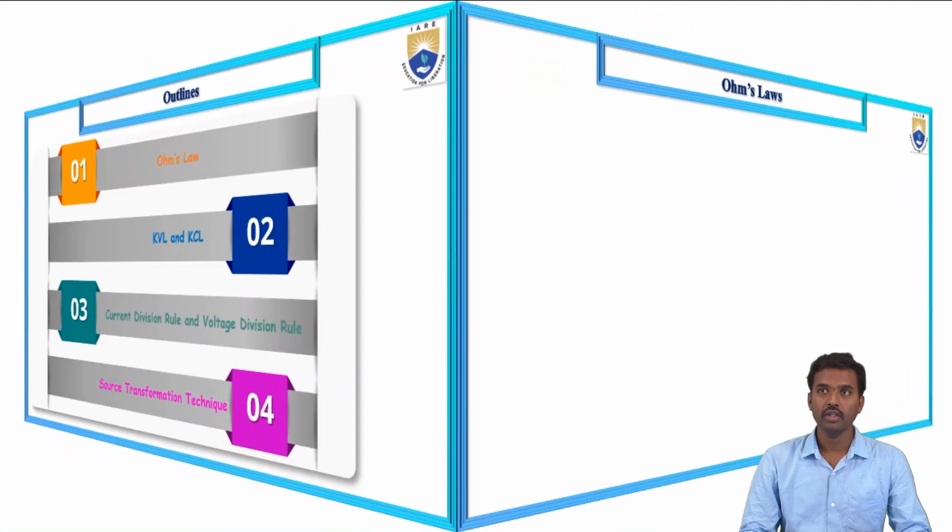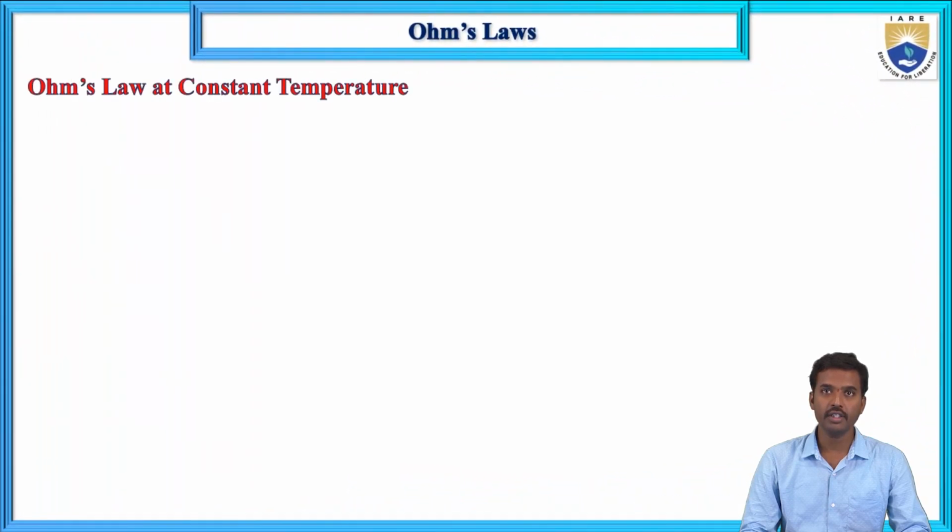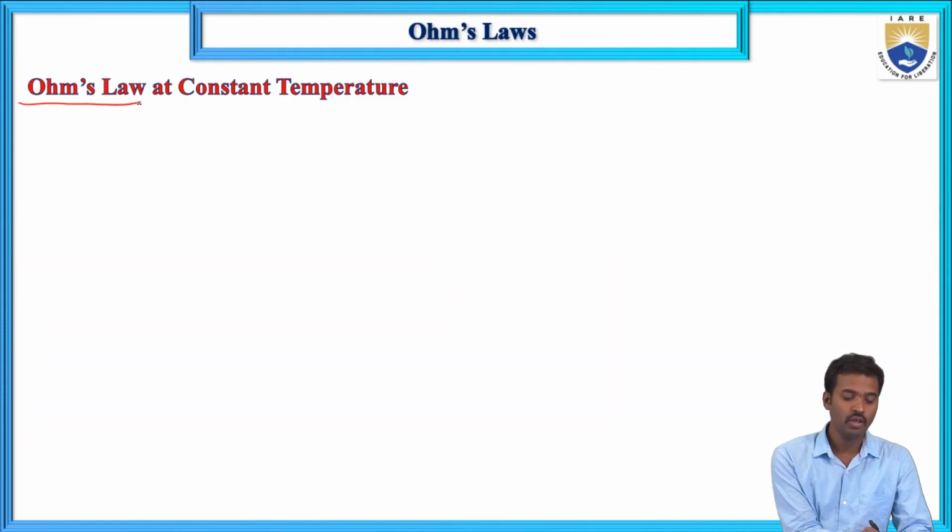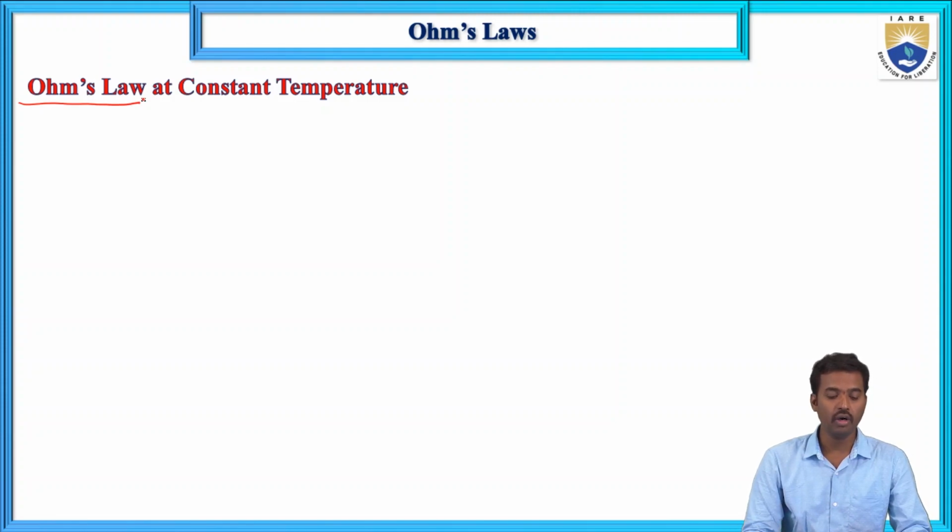Now the first law. In total, we have three basic laws in electrical circuits. The first one is Ohm's law, the second one is KVL, Kirchhoff's voltage law, and the third is Kirchhoff's current law. Now, the Ohm's law statement, we know this law very well. First, the voltage across any element is directly proportional to the current.